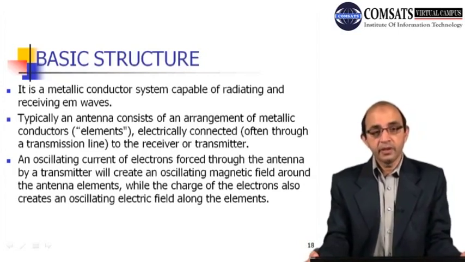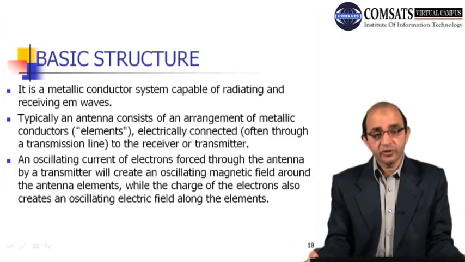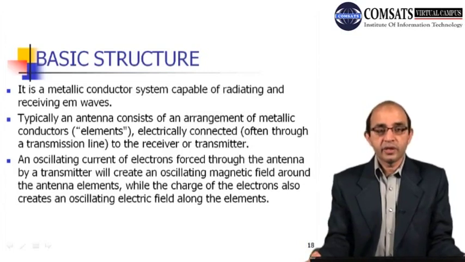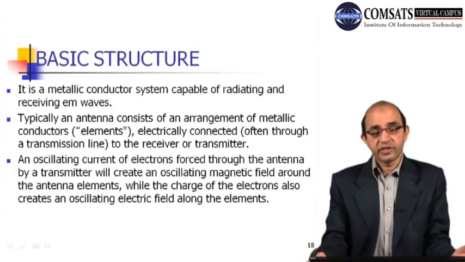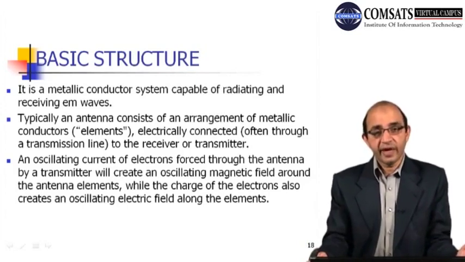So typically an antenna consists of an arrangement of metallic conductors, right? We arrange those metallic elements in such a way that, in case of the transmission antenna, they radiate maximum power into the surroundings, and in case of the receiving antenna, they try to receive as much power from the EM waves as possible.